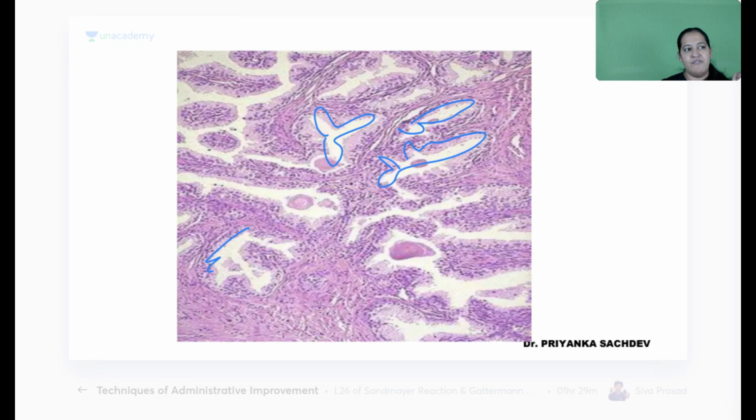Appreciate the papillary enfoldings here. Please, everyone, papillary enfoldings. And see the corpora amylaceae in the lumen of these glands. That is a typical finding of BPH. And the background stroma is also increased. That is BPH.